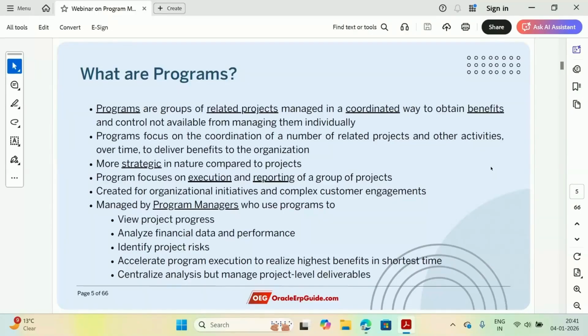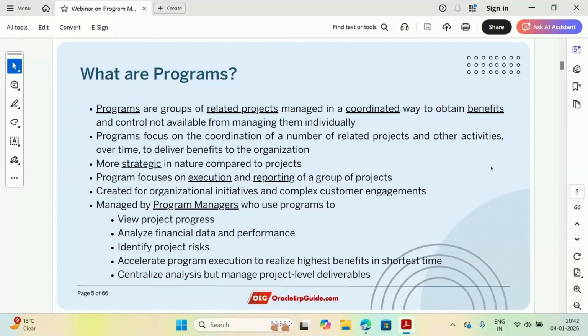Okay, they are more strategic in nature compared to projects. Very important, they are more aligned to the business strategy of the company. The individual projects which are like child to these programs may not be very strategic. They will be more operational in nature, more tactical in nature. But the programs which are like a parent to those projects are more strategically aligned to the organization goals. So that is a key point.